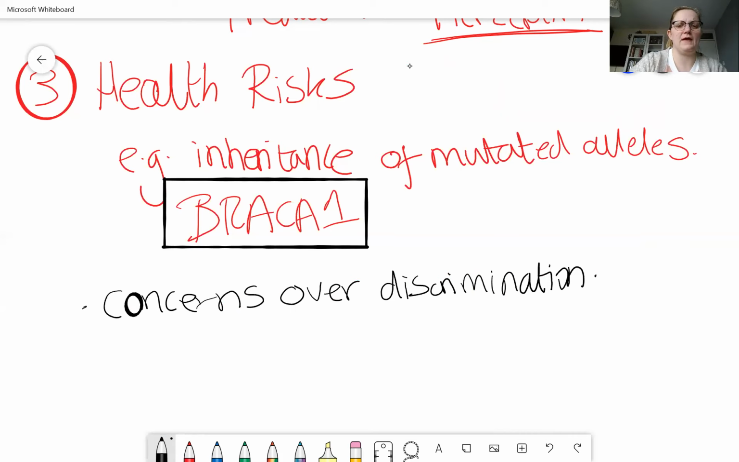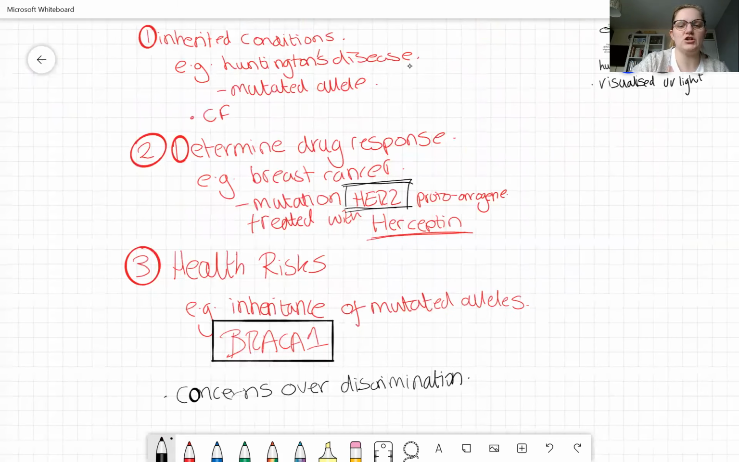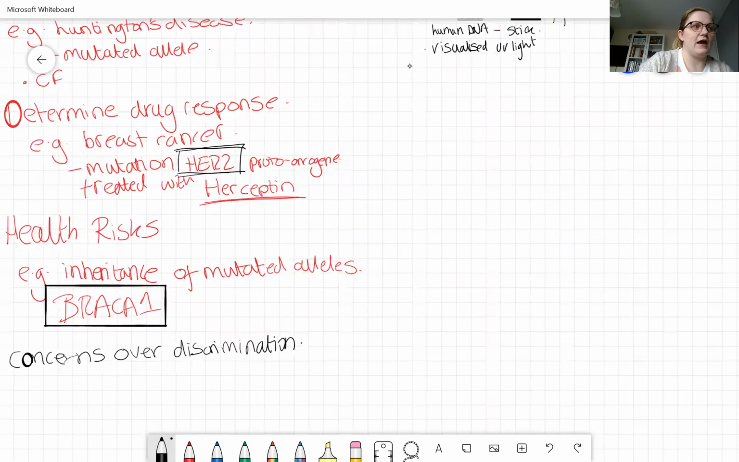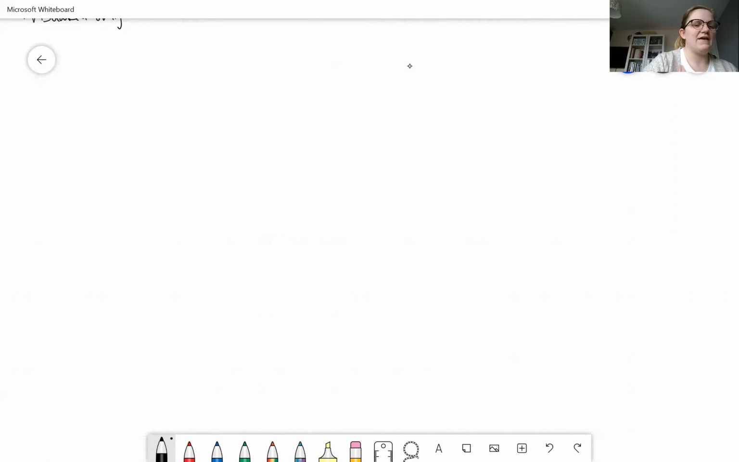So the last little bit that we're going to look at before we go through some exam questions, after the three main uses: inherited conditions, determining drug responses, and health risks, is another quick look at genetic counselling. I'm going to just give you some examples. In the exams, you will often be asked to evaluate information about screening for inherited conditions and people's responses to drugs. So you need fors and againsts. It's really important to think of those ethical concerns around these.